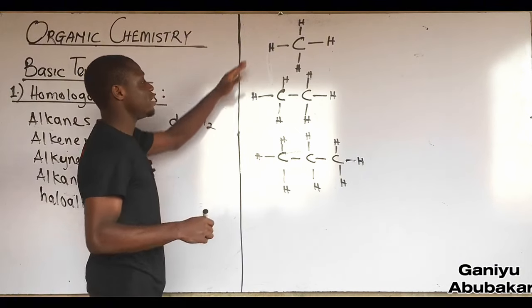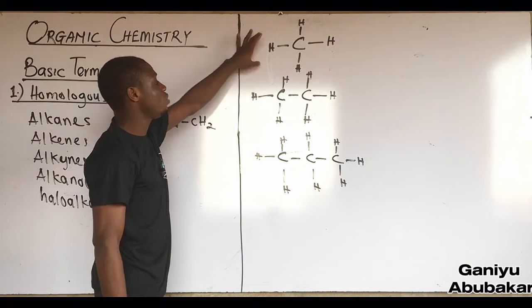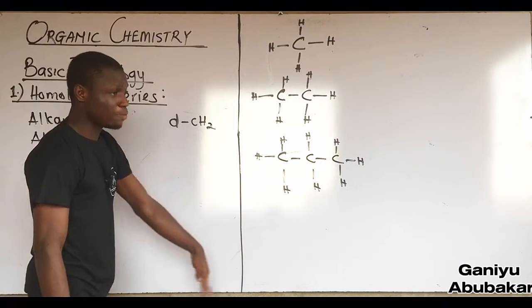So I want to explain the concept of homologous series using the alkanes. The alkanes range from this first member, second member, and third member, and it continues in this pattern.